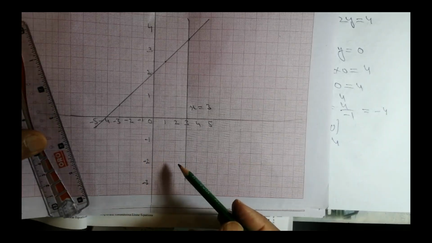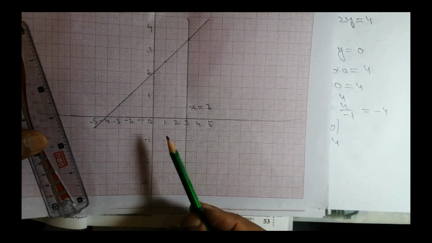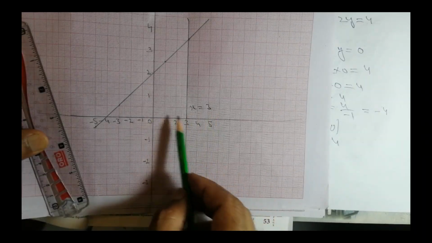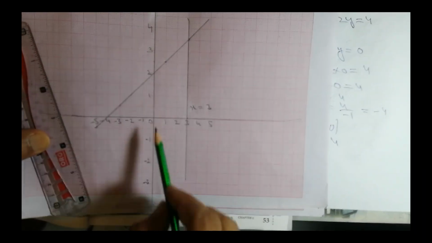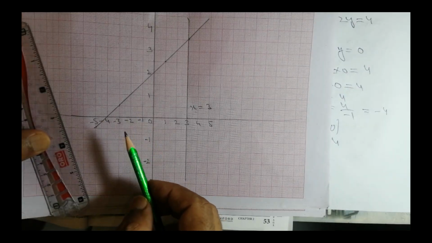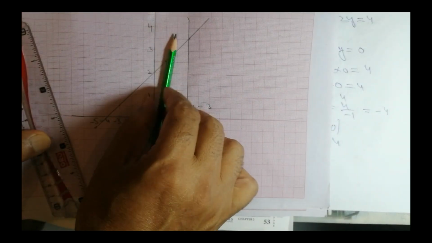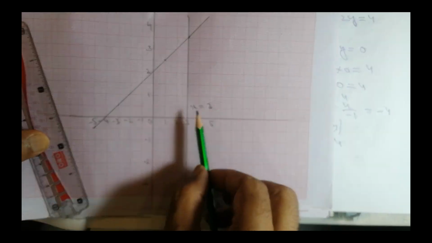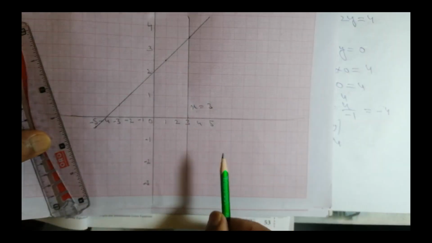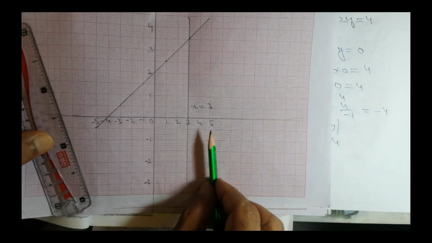As I mentioned earlier, any equation having x equal to 3, x equal to 5, will be parallel to the y-axis, because the equation of the y-axis is x equal to 0. So any line parallel to the y-axis, like if it is passing through 5, is x equal to 5. So this is the answer for this.